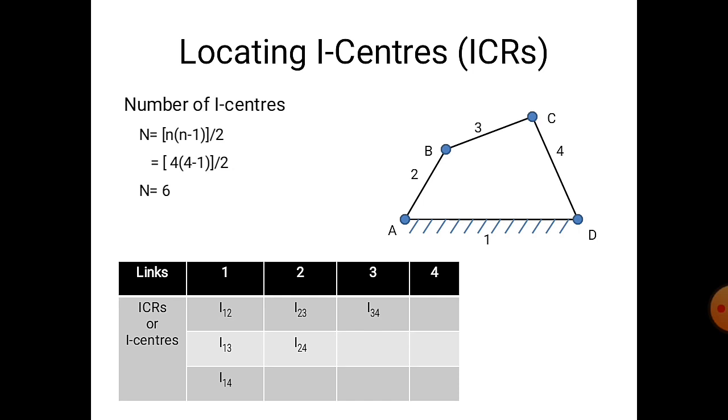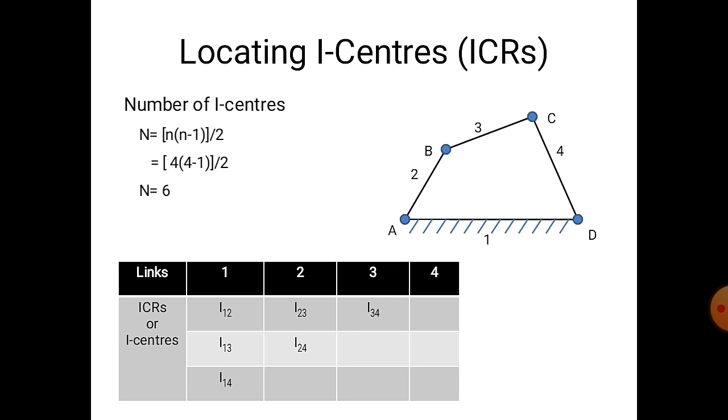For the third link, it is I34. In the column of link 4, we are not going to get any instant center, because the instant center would be I41, which is the same as I14, already written in the column of link 1, or if you consider the second example I43, which is the same as I34, already written in the column of link 3. So these are the 6 ICRs and we need to indicate these 6 ICRs on the given mechanism.